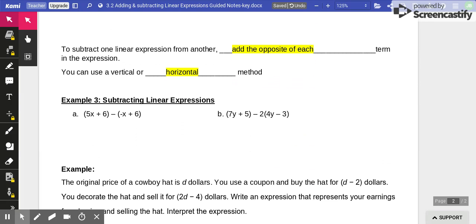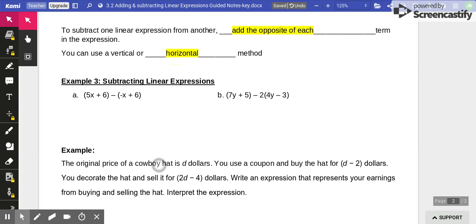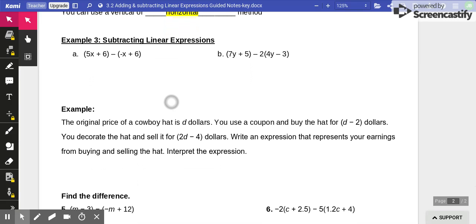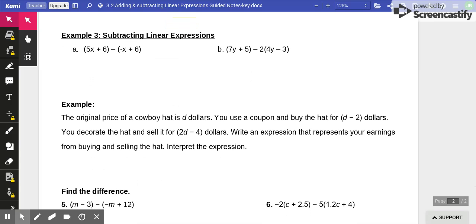All right, keep in mind that we are now going to be subtracting, and subtracting one linear expression from another, we have to add the opposite of each term in that expression. So you can again use a vertical or horizontal method. Okay, let's take a look at what we have here first. So example 3, we have 5x plus 6 minus a negative x plus 6.